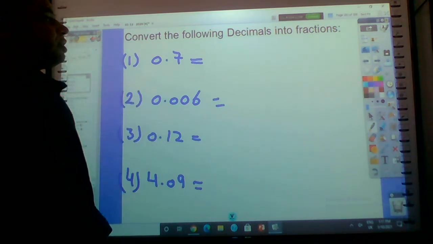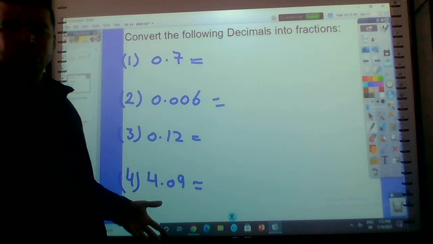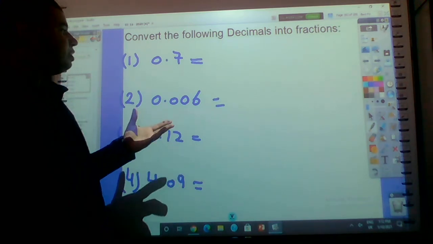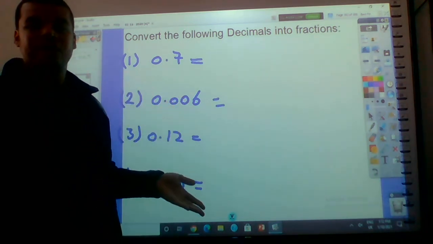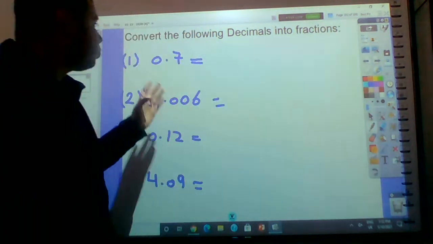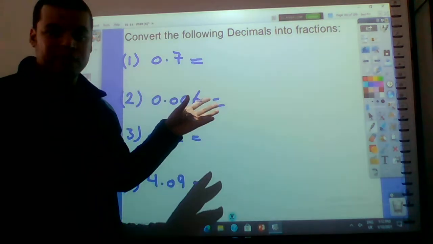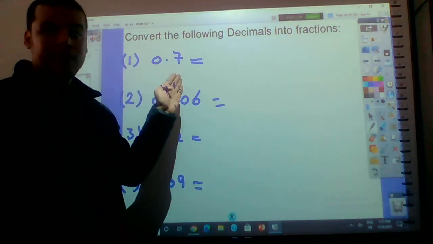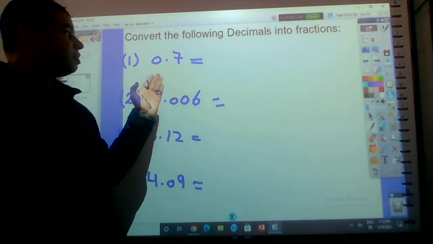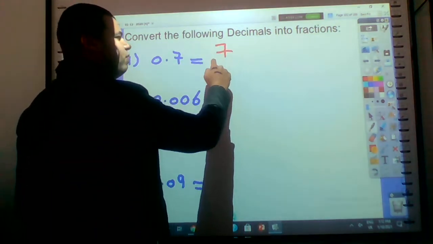So the first thing that we're going to talk about is converting decimals into fractions. Very quickly, just to remind you, we said if you can read it, then you can simply convert it. What I mean by reading it is not to say 0.7. Reading this is actually 7/10. So 7/10 as a fraction is just 7 over 10.